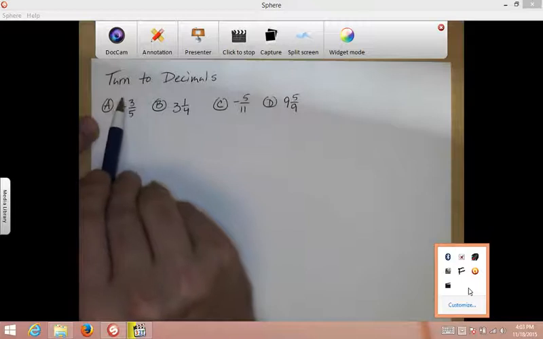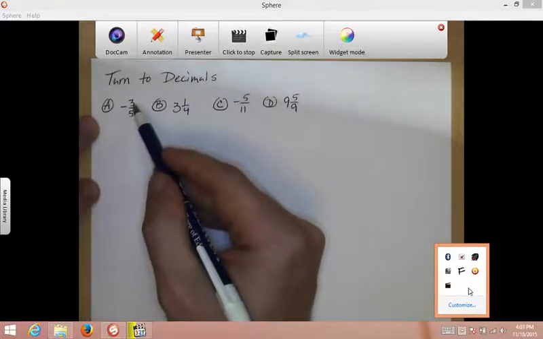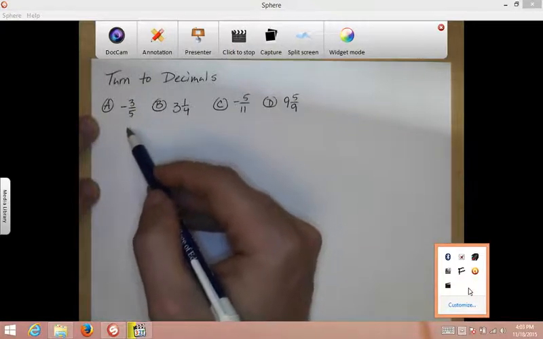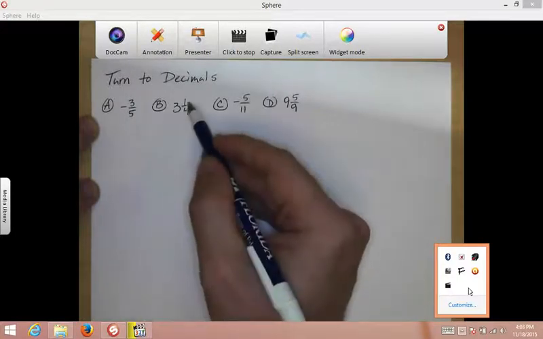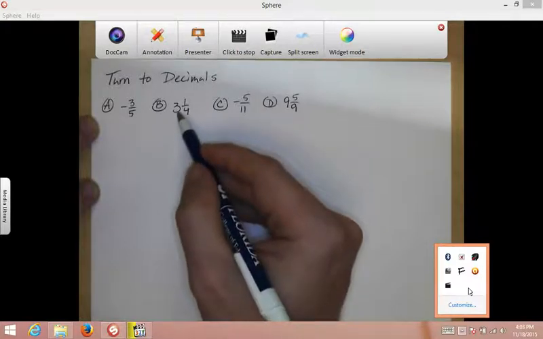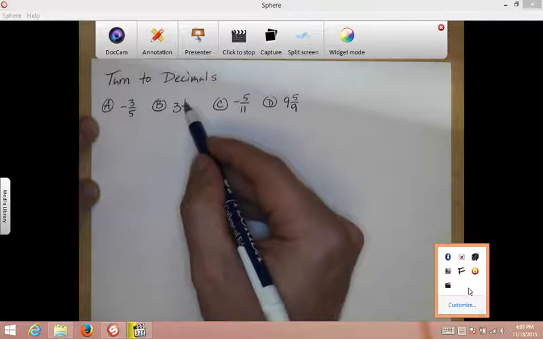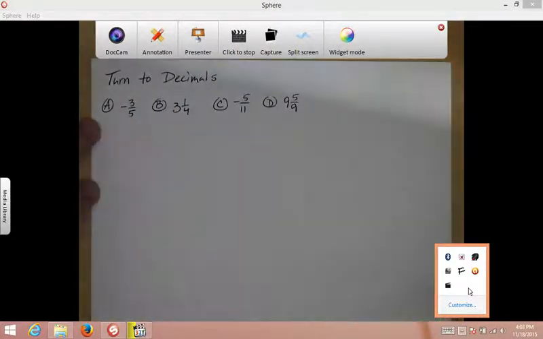In order to turn fractions into decimals, all you're going to do is divide with your calculator, top number divided by bottom number. If it's negative, your answer is negative. If it's positive, your answer is positive. If you have a mixed number, you can divide the fraction, make it into a decimal, and then put the whole number in front of it. Or you can turn this into an improper fraction and then just divide, and that might be easier for some of you. So let's go ahead and check this out.